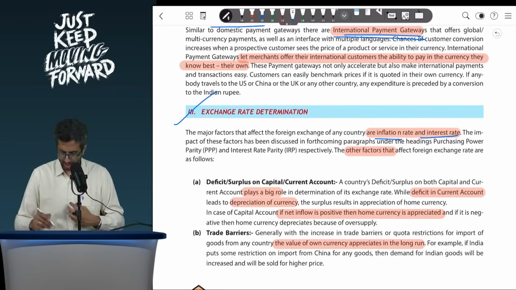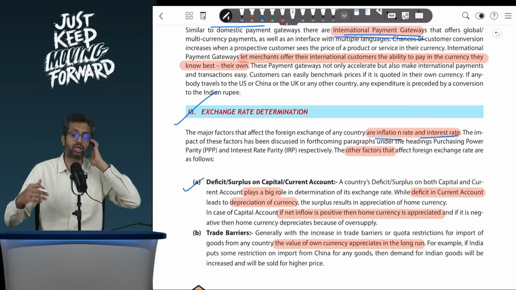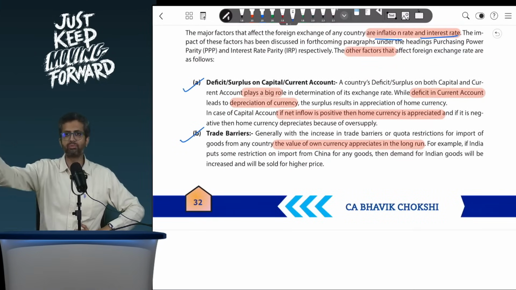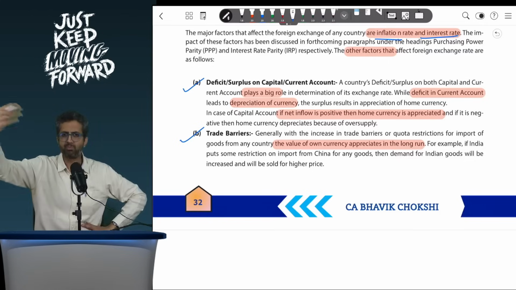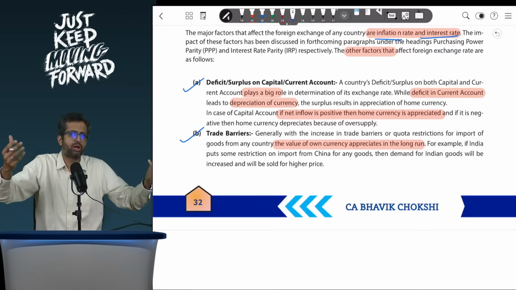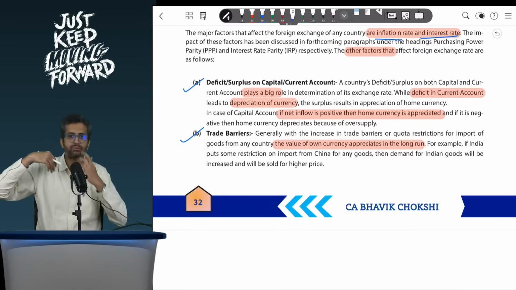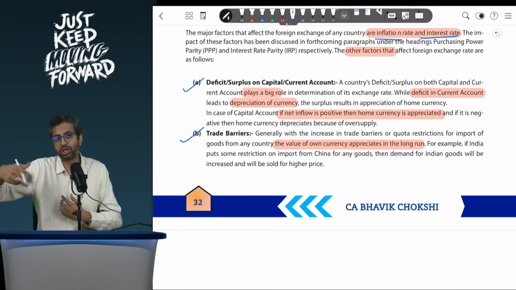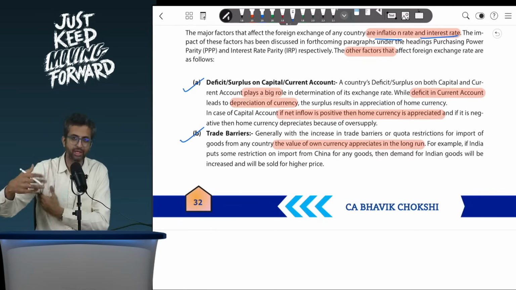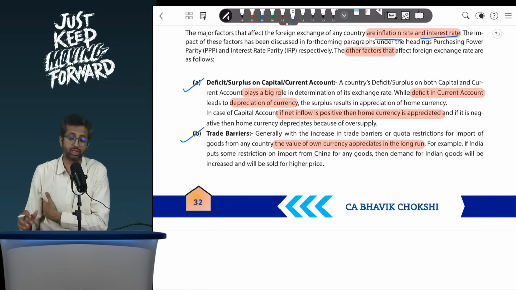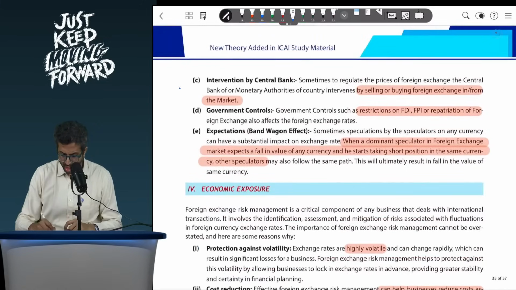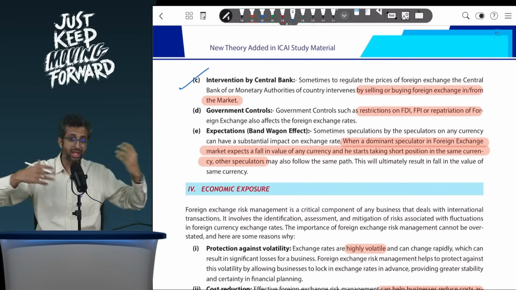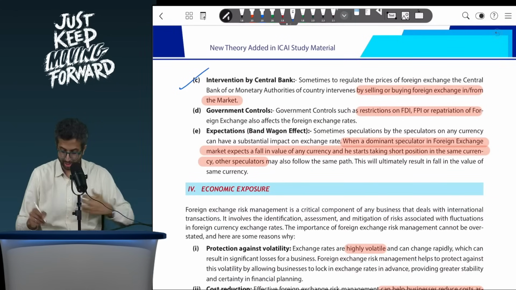So this might come in MCQs on what will be the impact if there's a current account deficit or surplus, etc. Then there are trade barriers. If you have import barriers, then importers cannot buy and pay, in which case there may be a positive impact on your currency. If you're not allowed to import, let us say, from China, then these importers in our country will not really buy foreign exchange, and hence our currency will rather strengthen. Then intervention by banks. Sometimes currencies may slide, and hence RBI might buy and sell in huge quantity. That might impact the exchange rates.